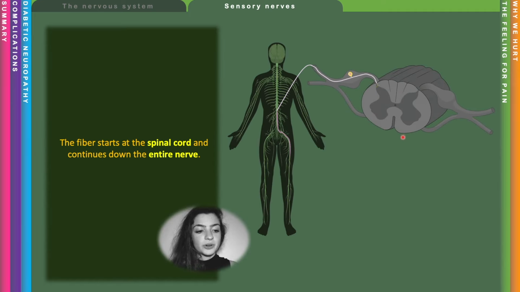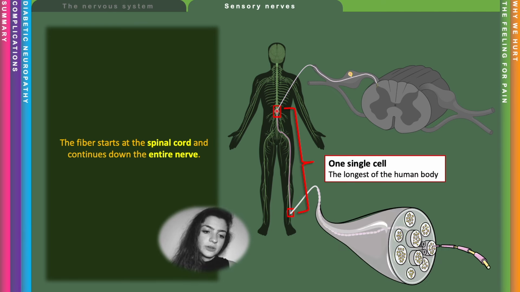Here we have the fiber, it starts in here in the spinal cord and extends down the whole nerve. So this is all one single cell. Each of those fibers is one single cell that has all this length. This is the longest cell in the human body. And each of those fibers terminates in a receptor.